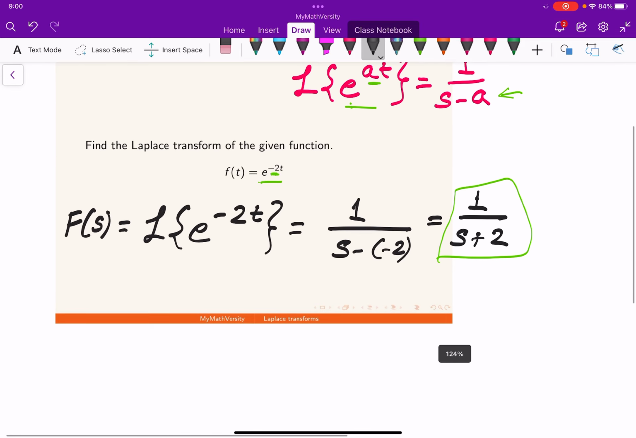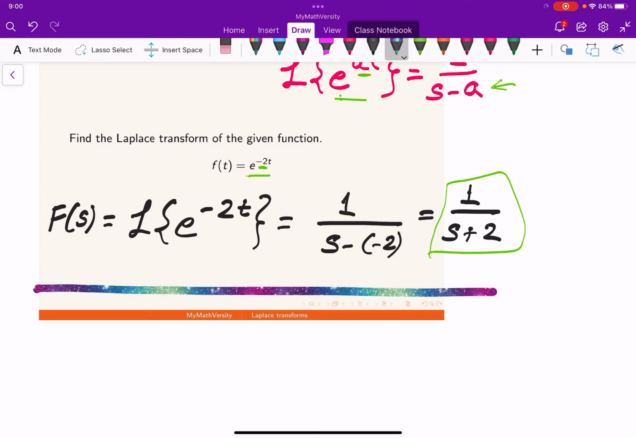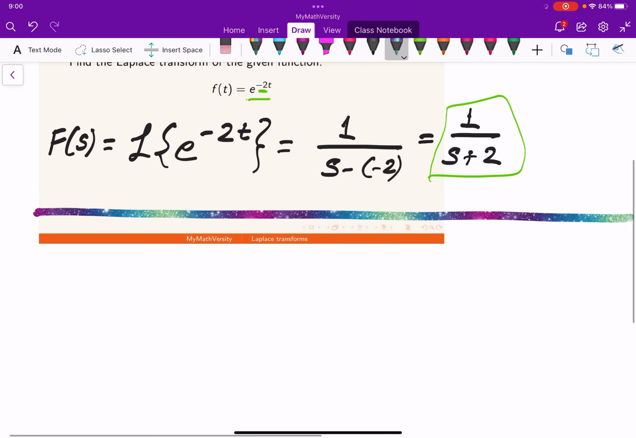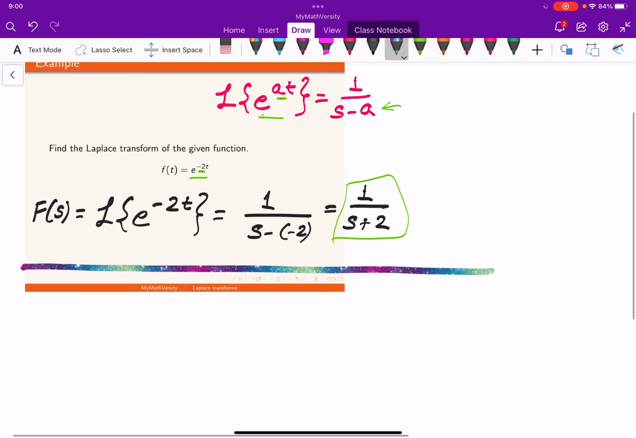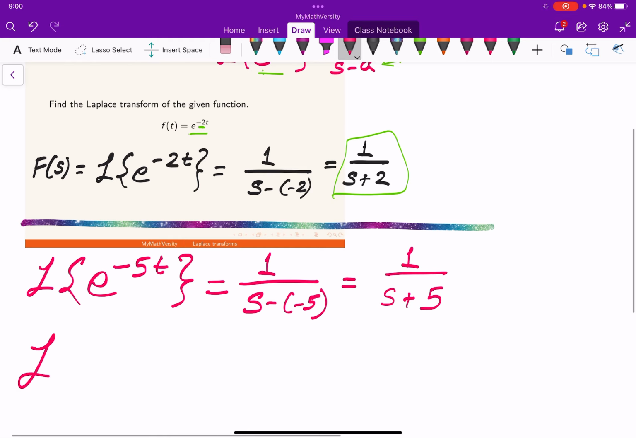Now, to check whether you get how to figure out the Laplace transform of this, let's try a similar example. Assume that instead of e to the power minus 2t, we had e to the power minus 5t. What should be the Laplace transform of that? If you compare with the previous example or the formula, this should be 1 over s minus negative 5, which is equal to 1 over s plus 5.